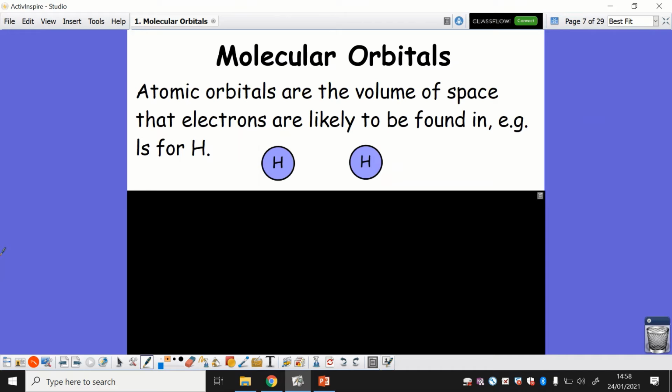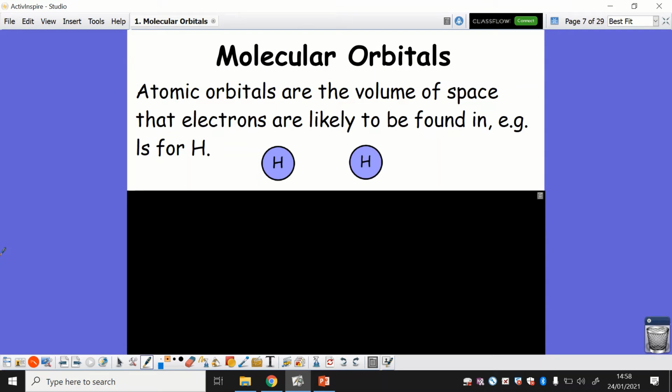Right, so we spoke about how atomic orbitals are the volume of space that electrons are likely to be found in. We know we cannot exactly pinpoint where an electron will be because they're always moving, but an atomic orbital is this space where an electron is likely to be found.